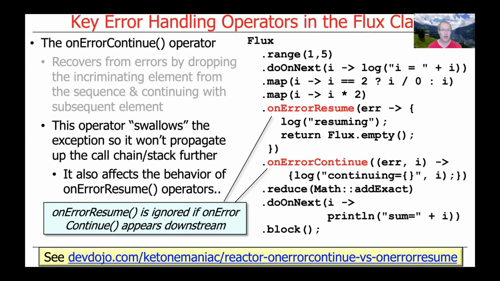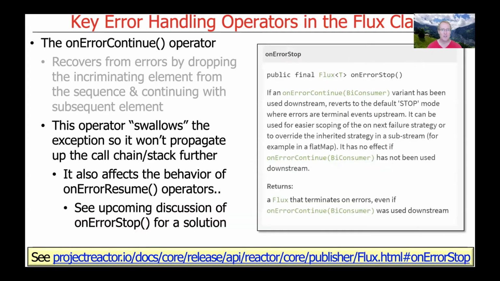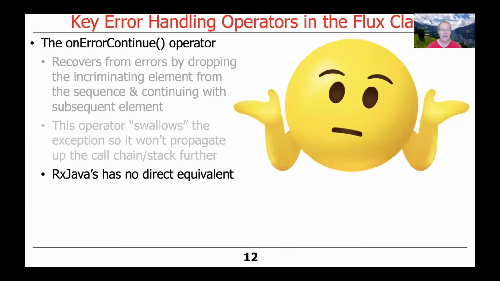Keep in mind, however, that onErrorContinue has an interesting and somewhat subtle side effect on the use of the onErrorResume operator, which we're going to talk about in just a minute. In particular, onErrorResume is ignored if onErrorContinue appears downstream. We'll talk later about how to get around this. If you really want onErrorResume to take precedence over an onErrorContinue that occurs later down the stream, use the onErrorStop operator. We'll talk about that also by the time we're done with this video.